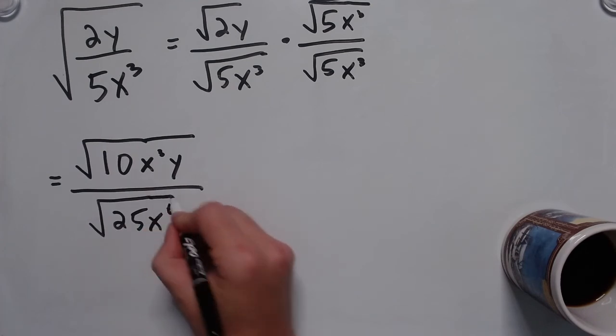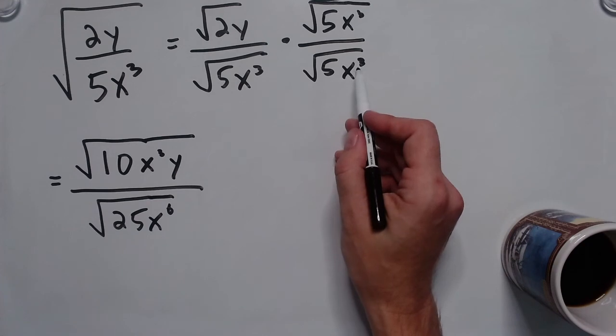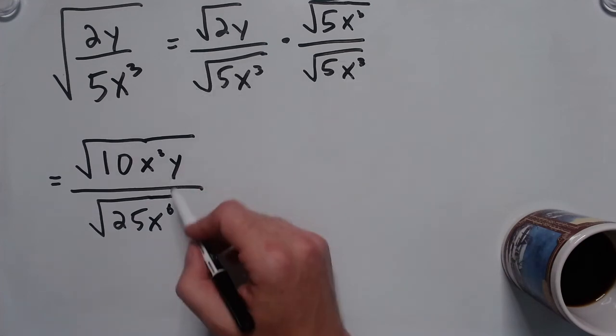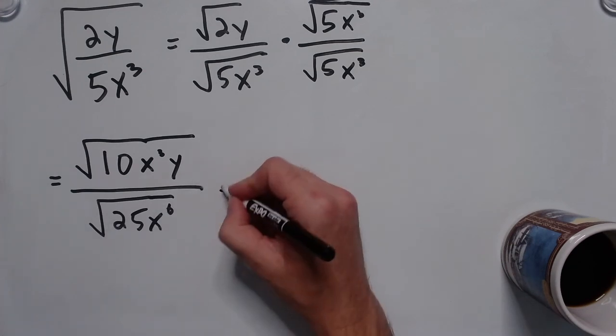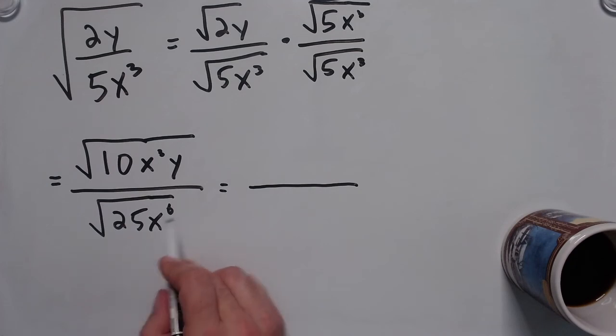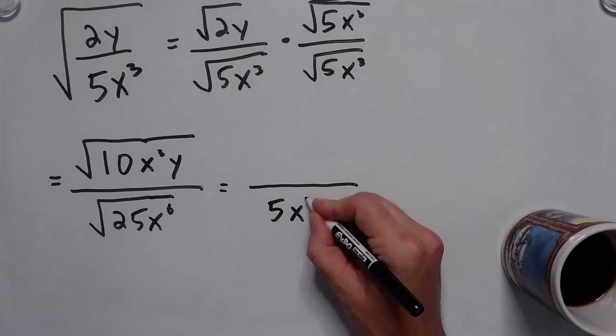25x to the 6th. See, when you do this, you're taking something, multiplying it by itself, and then finding the square root. So you end up getting rid of the square root sign because you're making a perfect square. So we kind of did that here. 25x to the 6th. So let's find the square root of that. We know it's going to be 5x cubed.